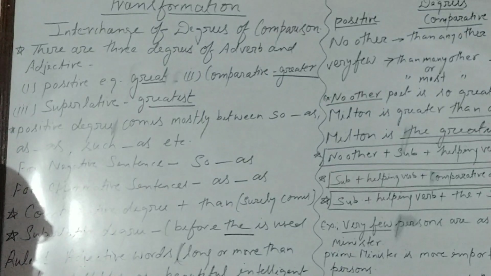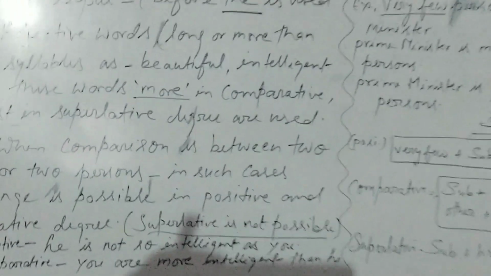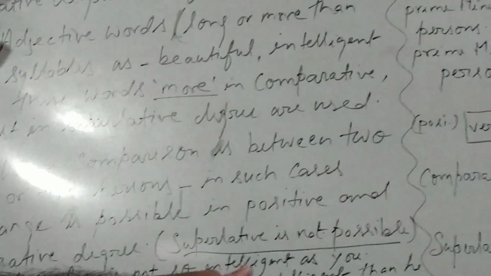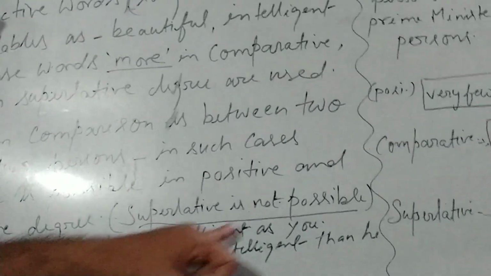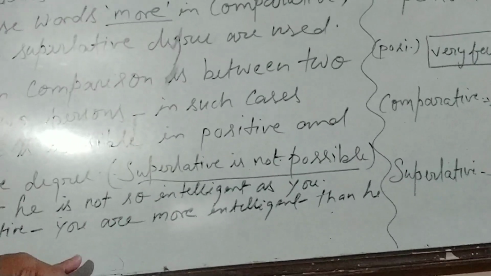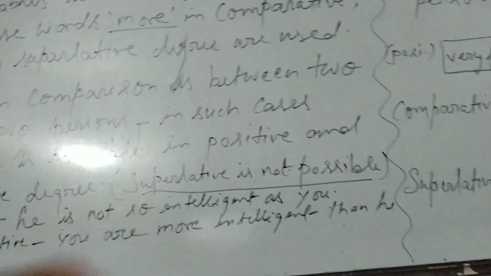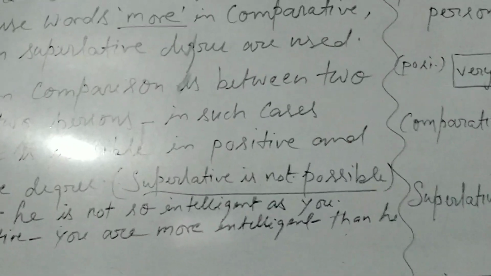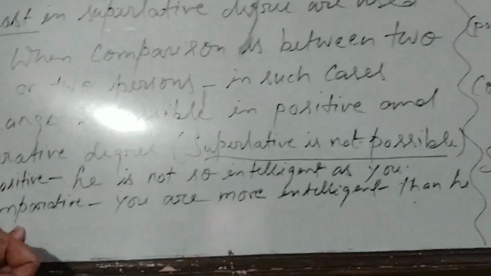So now you see an example. I use one example. Look at the board. I will show my screen closely. Look, in positive degree: he is not so intelligent as you. Once again, he is not so intelligent as you. Now children, we can identify by the words so intelligent as, you can recognize which degree this is. This is positive degree. And we have to transform this sentence into comparative form.